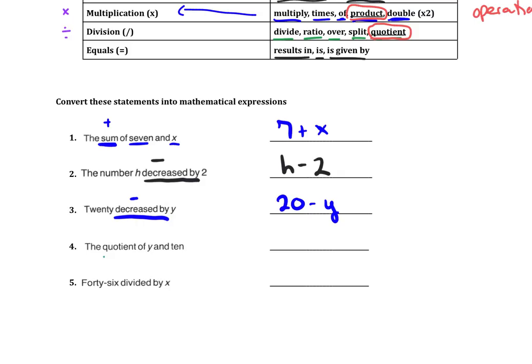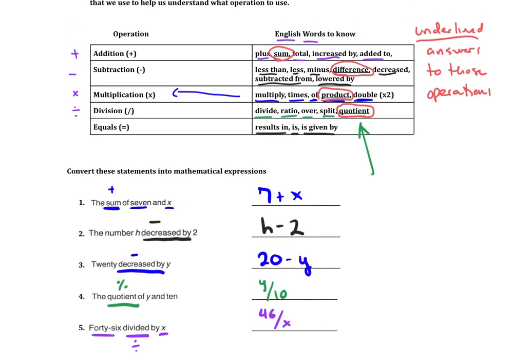So number 4, the quotient of y and 10. So quotient talks about division. That's right up here. Quotient is division. So I'm going to take y divided by 10, and that's going to be my expression. So the last one, 46 divided by x. So divided by, pretty much straightforward, 46 divided by x, that's as far as I'm going to go. That's it.